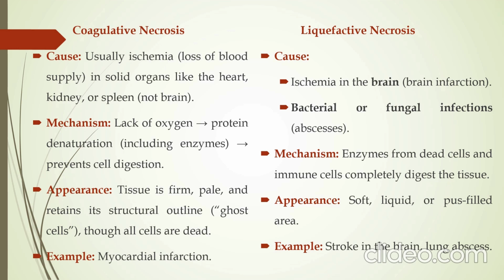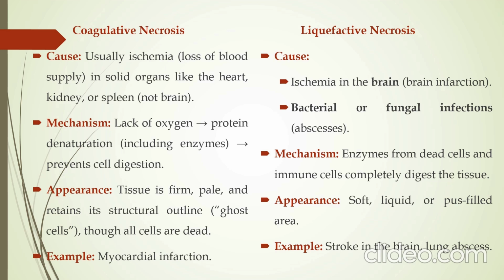Microscopically, cells appear as faint ghosts with no nuclei, and the cytoplasm is pink and glassy. Grossly, the tissue looks pale, firm and dry. Examples: myocardial infarction, renal and splenic infarction.